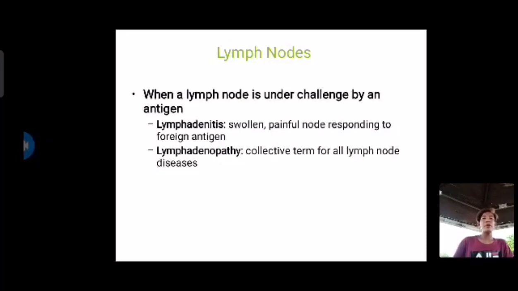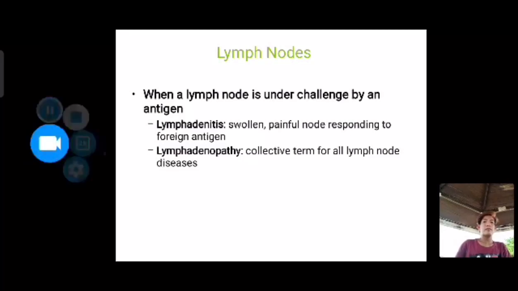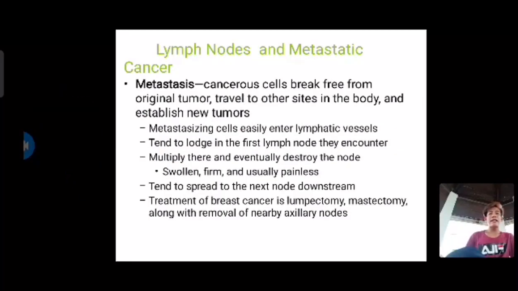There are two conditions when lymph nodes are under challenge by an antigen. First is lymphadenitis, a swollen, painful node responding to the foreign antigen. Second is lymphadenopathy, the collective term for all lymph node diseases. Next, lymph nodes and metastatic cancer.